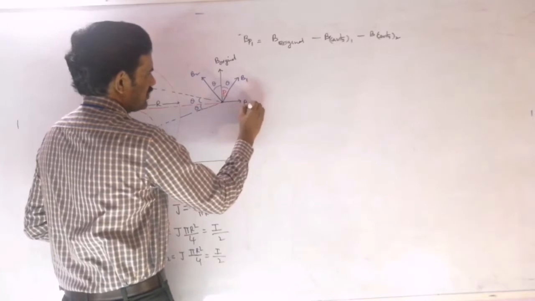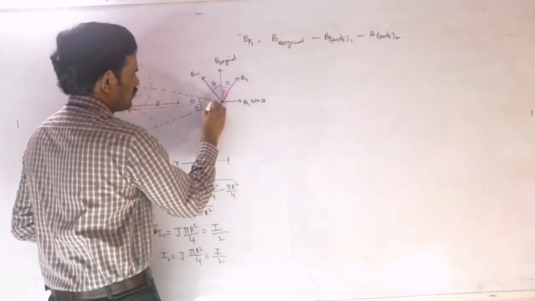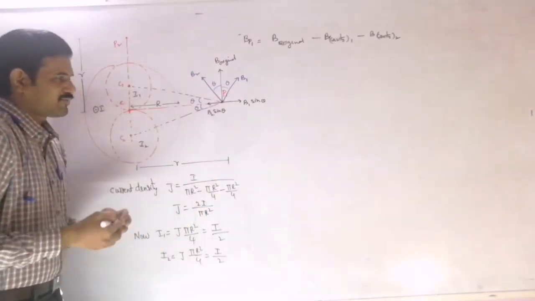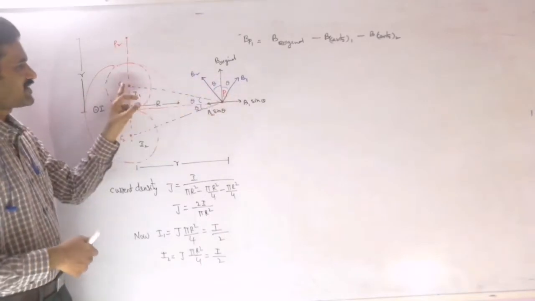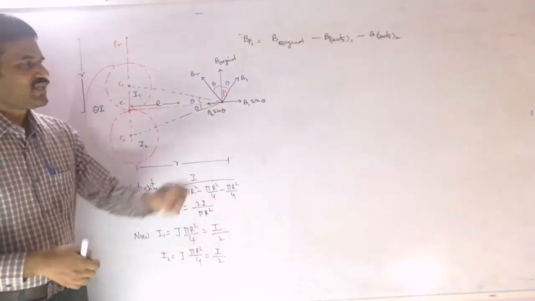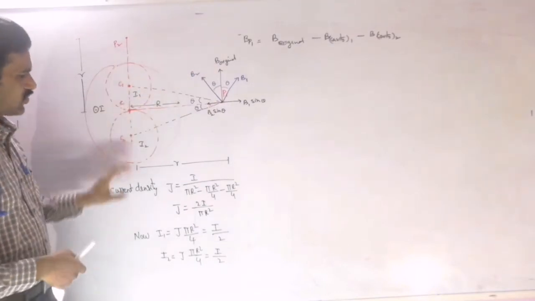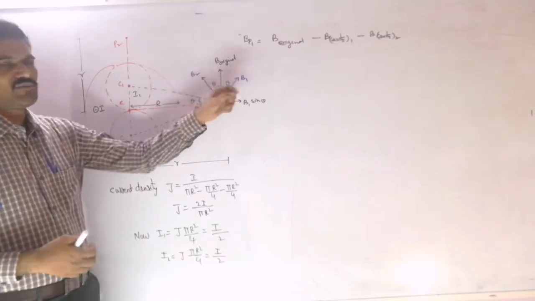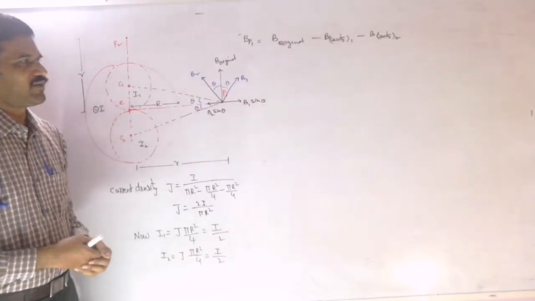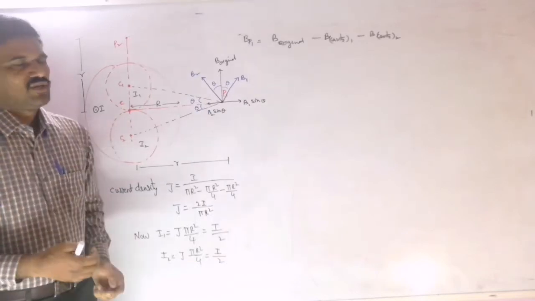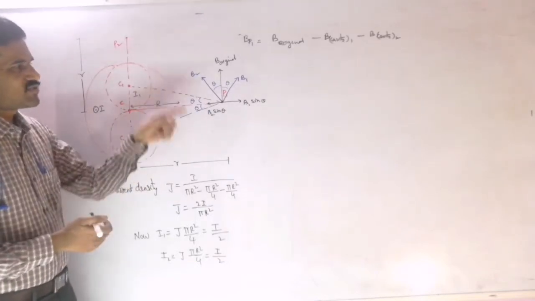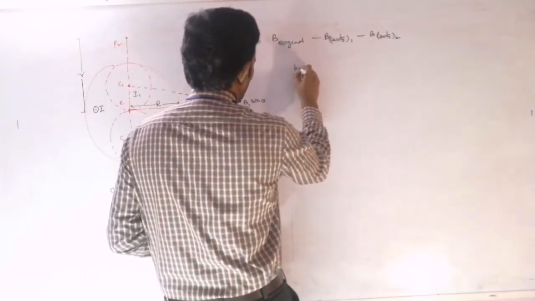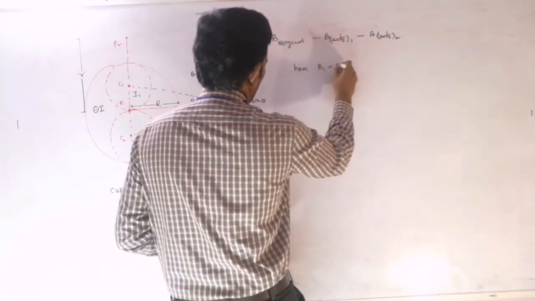So if you resolve this, you get B1 sin theta along this direction and B2 sin theta along this direction. And you can observe that the distance of this point from C1 and from C2 is the same, which indicates that the currents I1 and I2 are also the same. So what we can conclude here is B1 and B2 are equal in magnitude. So when they are equal in magnitude, these two components will cancel, and the net field will be along the original direction there. So here B1 and B2 are equal.